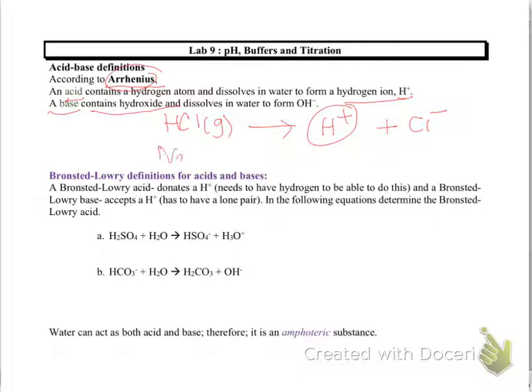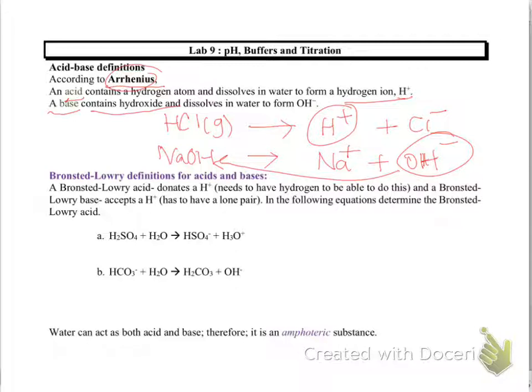Similarly, sodium hydroxide is a base. Why? Because when you put it in the water, it dissociates to form, or release, sodium ions and hydroxide ions. So this hydroxide ion is coming from here.